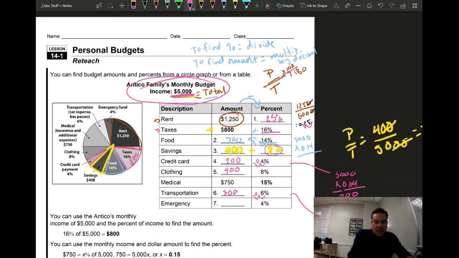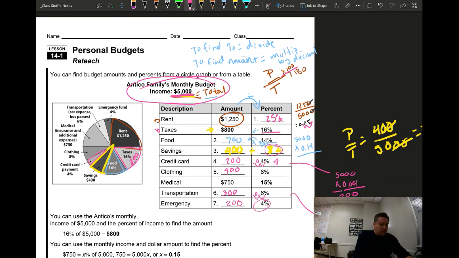When I multiply this, I get 300, right there. And the last thing, we're going to set some money aside for emergencies. In this case, we're going to set 4% down, out of the 5,000 for emergencies. I don't have to do it again because I had already found it here. So this is also going to be 200.